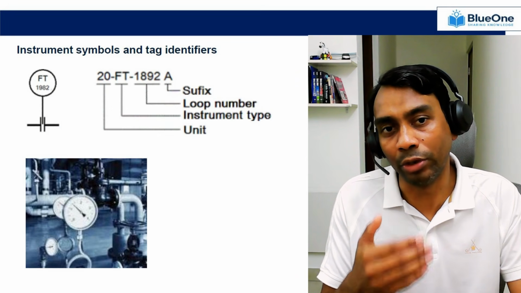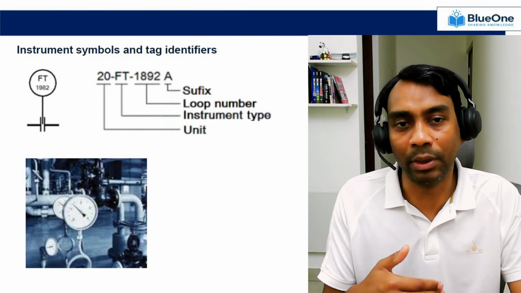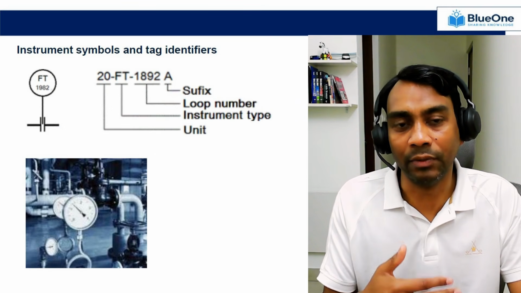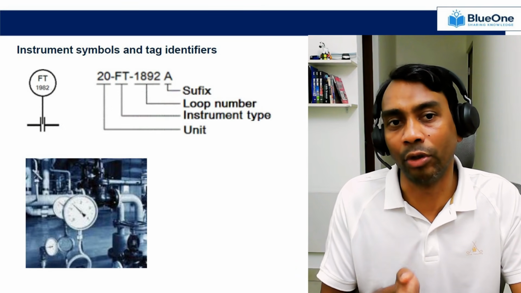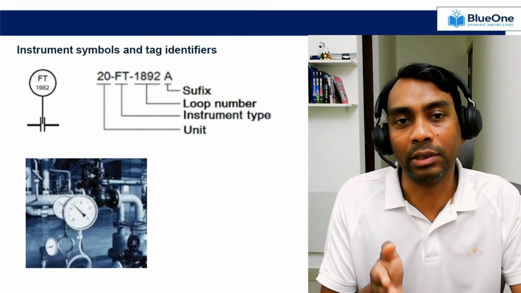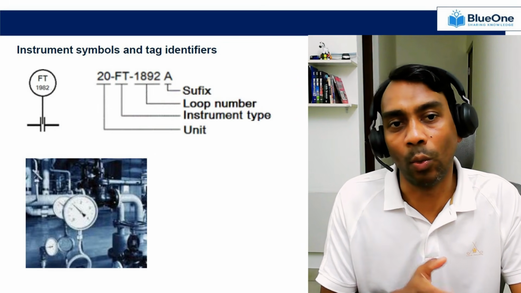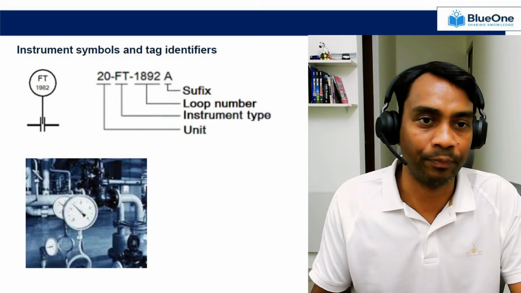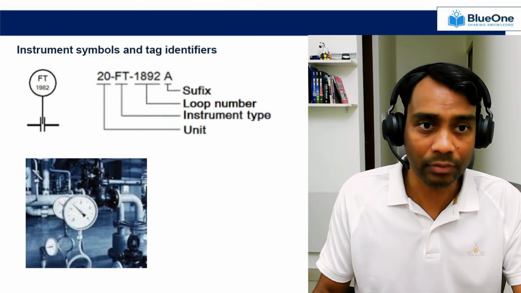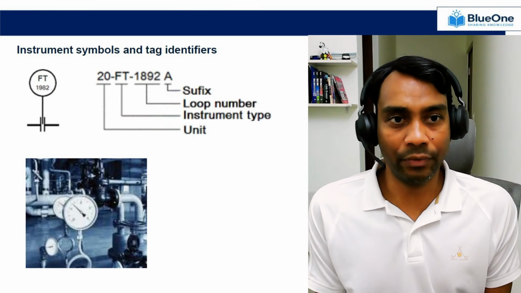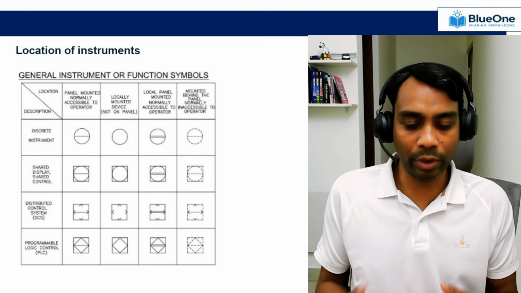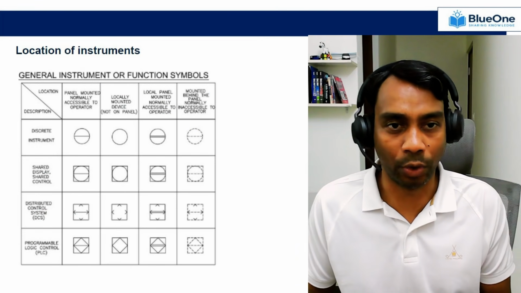So for example, if you have more than one instrument for the same purpose, you can have A, B, C. For example, in a 1 out of 2 configuration, you have FT 1898A, FT 1898B. Hope this helps. Okay. Now, further if we move ahead, how to identify where this particular instrument is located.